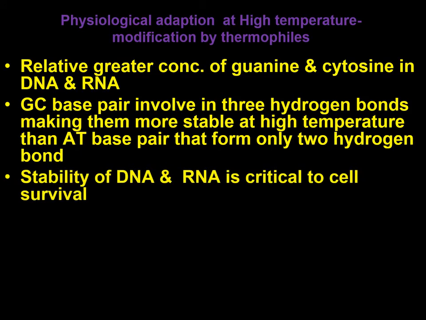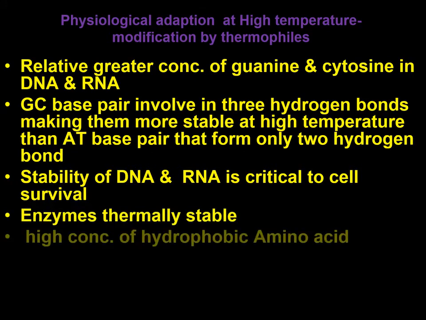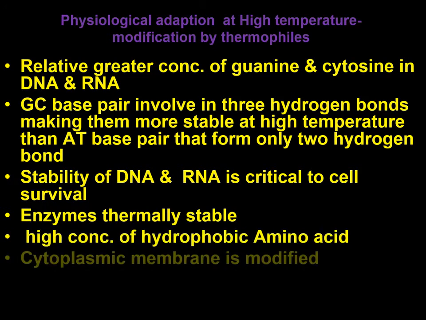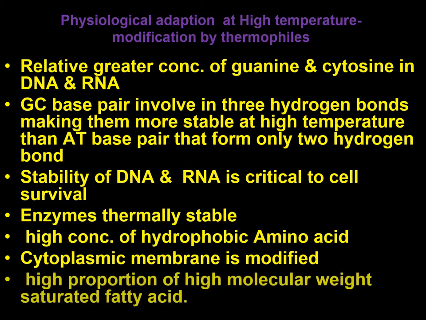Thirdly, stability of DNA and RNA is critical to cell survival. Fourth, enzymes are thermally stable. Fifth, high concentration of hydrophobic amino acids. Sixth, the cytoplasmic membrane is modified. And seventh, high proportion of high molecular weight saturated fatty acids.